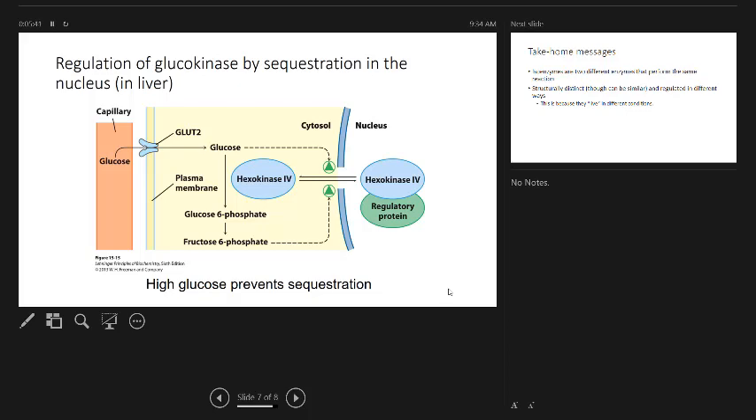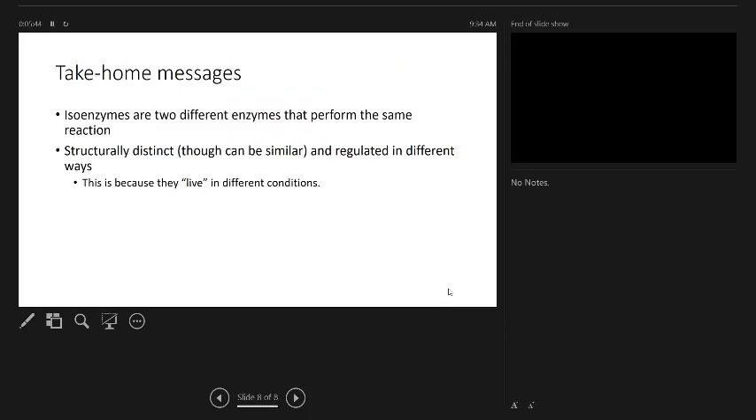Okay, yes. So, take-home messages. Isozymes are two different enzymes that perform the same reaction. They're structurally distinct, though they can be similar, and they're regulated in different ways. They can be regulated in different ways because they have different structures, but also this comes from the fact that they live under different conditions.